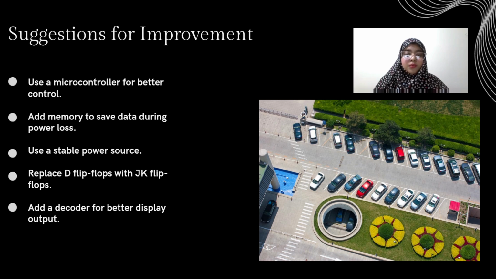Some ways we can improve the system are: first, we can use a microcontroller for better control and accuracy. Second, add memory storage to keep data safe during power loss. Third, use a stable power supply to avoid sudden shutdowns. Fourth, replace the D flip-flops with JK flip-flops for better counting. And finally, add a display decoder for clear number output. These changes will make the system more reliable and efficient.